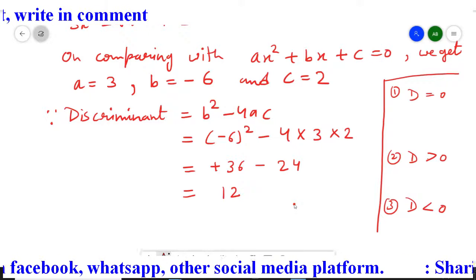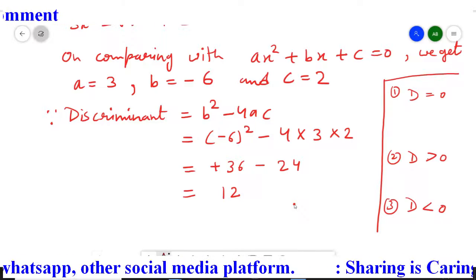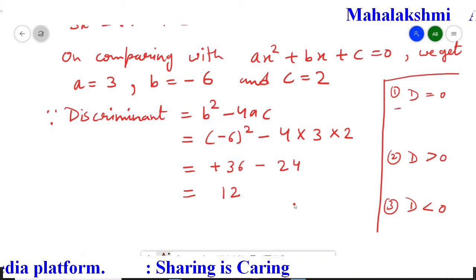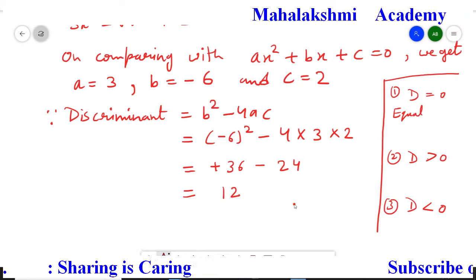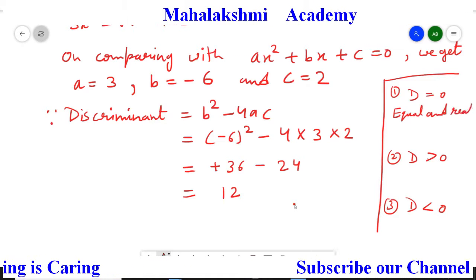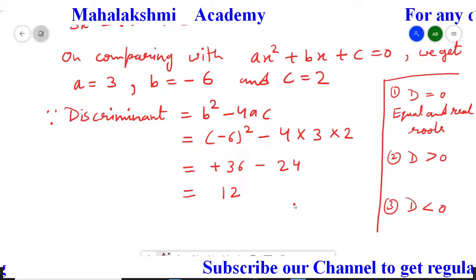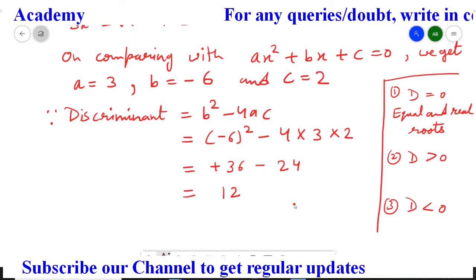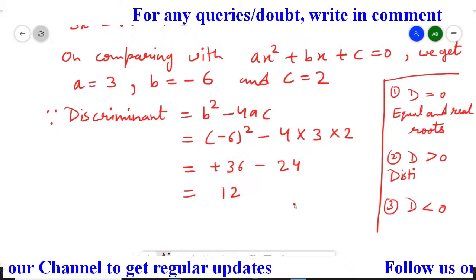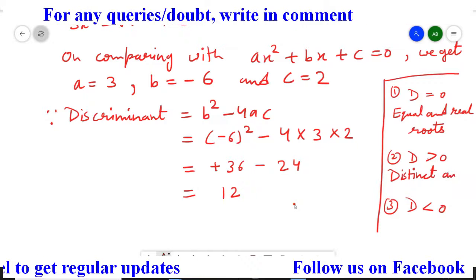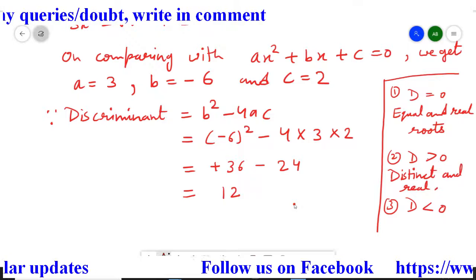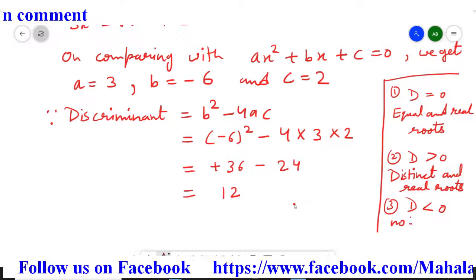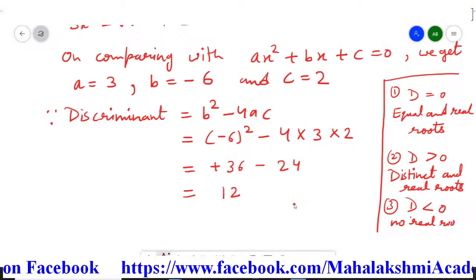When the discriminant D is equal to 0, in that situation you will get both roots equal and real. So you will get equal and real roots. And when the discriminant is greater than 0, in that situation distinct and real roots. And when D is less than 0, in that situation no real roots.